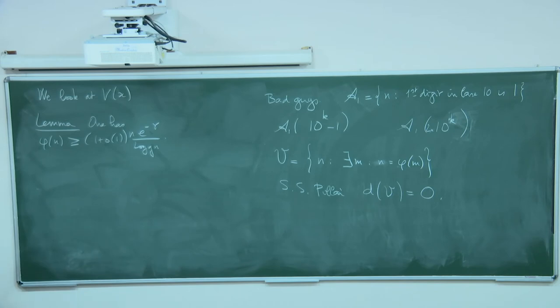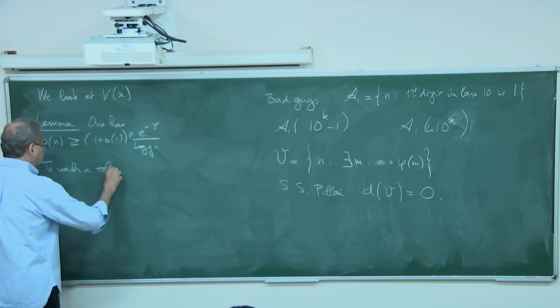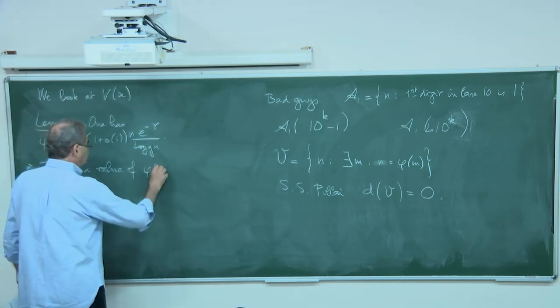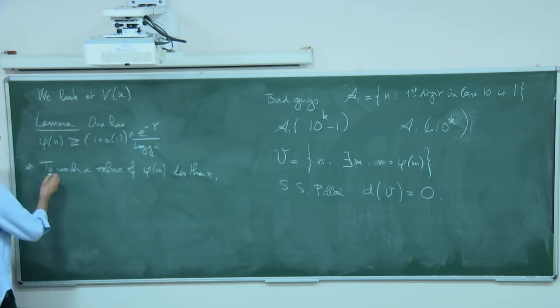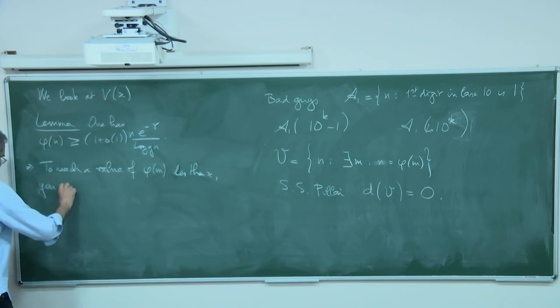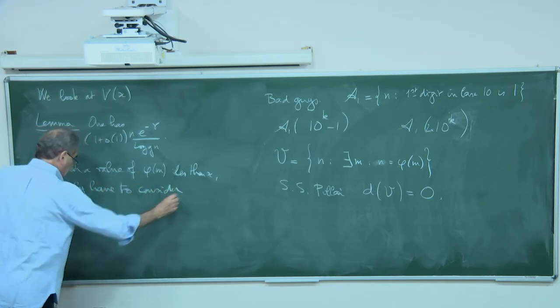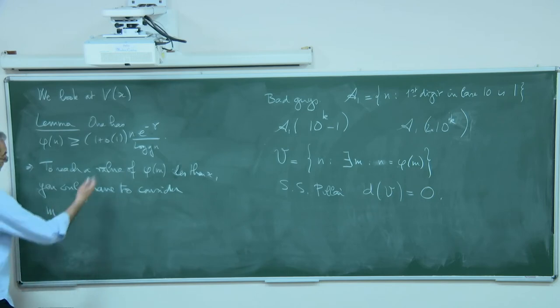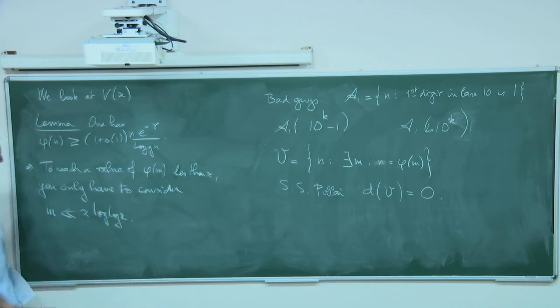Let us say that to reach a value of phi of m which is less than x, it is enough. You only have to consider the m which are less than something which will be x log log x. You can look at the constant.